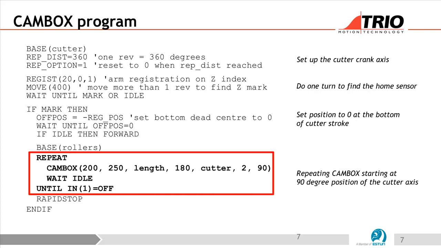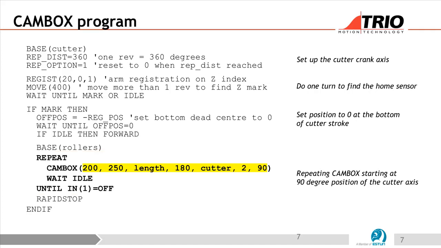So it's doing a Cambox following table locations from 200 to 250 of the length you want to pull, 180 degrees of the master, starting at 90 degrees, and that's it. And again, like a lot of these programs, the actual bit that does the motion is fairly small. The rest of it's all set up and control really on top of that.